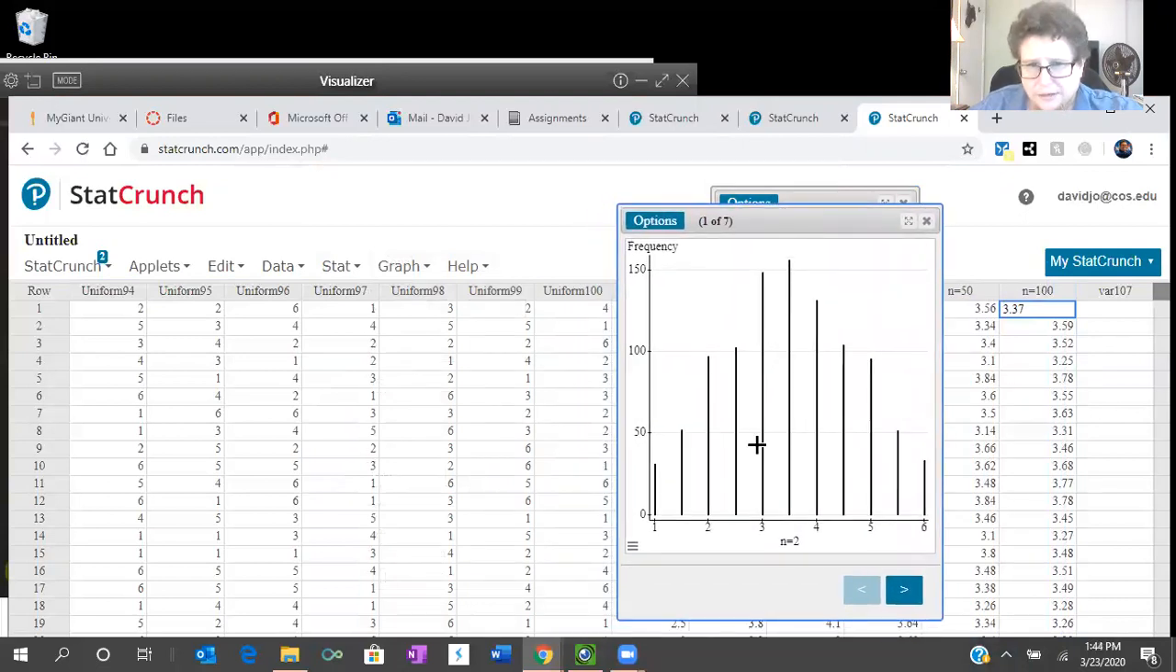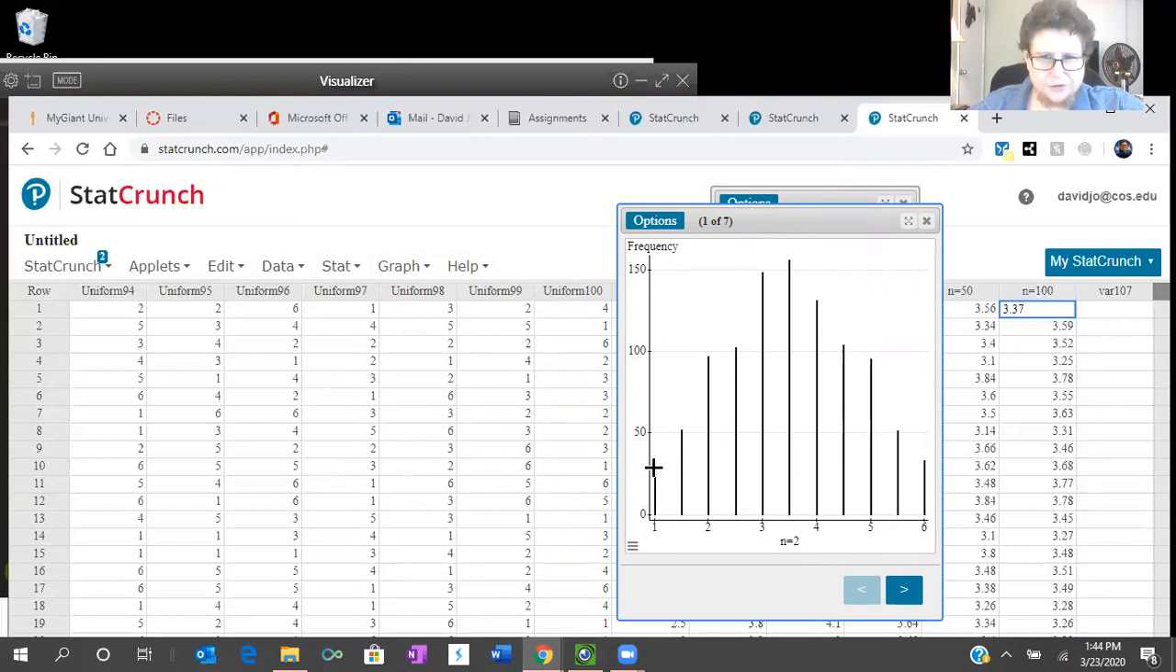Why didn't it do the 100 first? All right, so here n equals 2. Notice even for sample size of 2, since we're doing the mean of 1,000 rows, where each sample is size 2, we're already at a normal distribution shape.